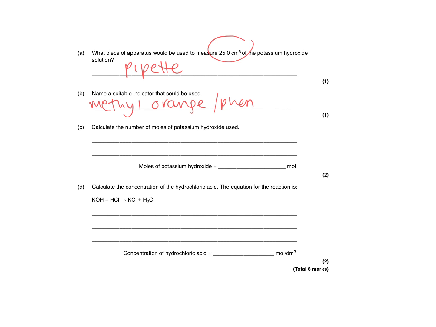So we said that this was a fixed volume, therefore it's going to be measured by pipette. Naming a suitable indicator: methyl orange or phenolphthalein. Calculate the number of moles of potassium hydroxide used. So we were told that it had a concentration of 0.4 moles per dm cubed, as well as a volume of 25 centimetre cubed, divided by 1,000 to get in dm cubed, and this is going to give us an answer of 0.01 moles.